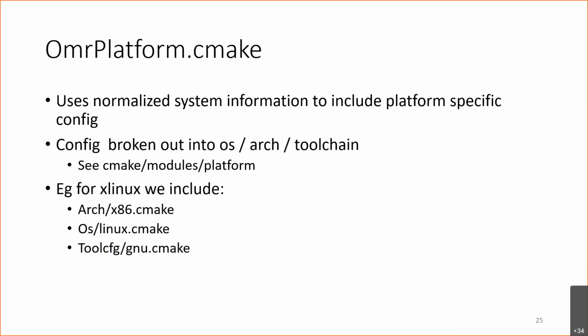Closely related to that, we have OmrPlatform.cmake. This takes the normalized system information that we generated previously and uses it to apply our specific platform configs. As I said before, all the platform-specific configs are in the CMake module/platforms, and there we have it broken out into architecture, OS, and toolchain. So as an example, for an x86 Linux build, we would include arch/x86.cmake, os/linux.cmake, and tool config GNU.cmake.